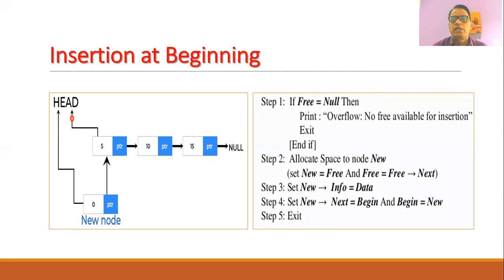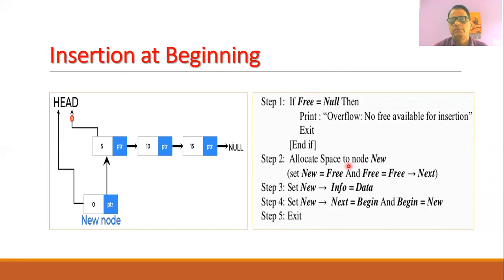These are the steps that we need to perform whenever we want to make an insertion at the beginning of the linked list. Initially we will check whether it is possible to allocate memory for a new node. If it is not possible, then we will print the message: it is an overflow situation, that is, no free memory is available for the insertion. Otherwise, we can allocate the space to the new node.